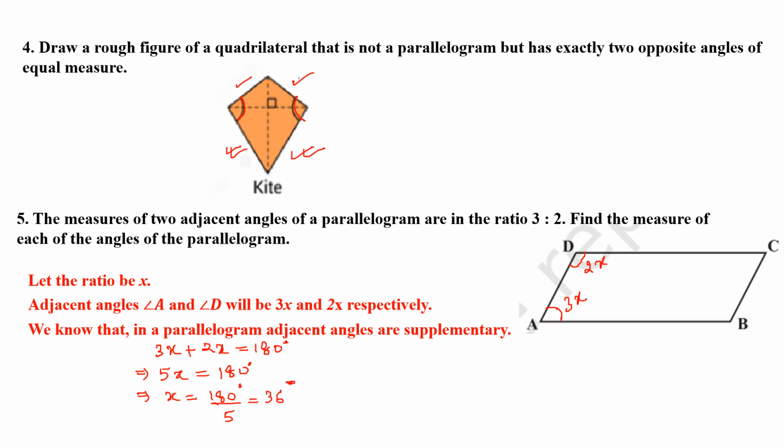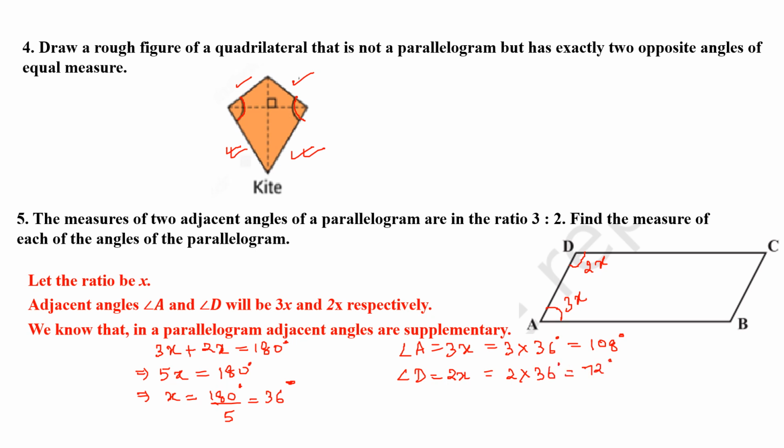Now I got the value of x, right? But the question says that you have to find the measure of each of the angles. Means you have to find the value of A, B, C and D. So first I will find the value of angle A. So angle A is 3x, right? Which is equal to 3 into 36 degree. And what is 3 into 36 degree? It will give me 108 degree. Now angle D will be equal to 2x, which is 2 into 36 degree. And 2 into 36 degree is 72 degree.